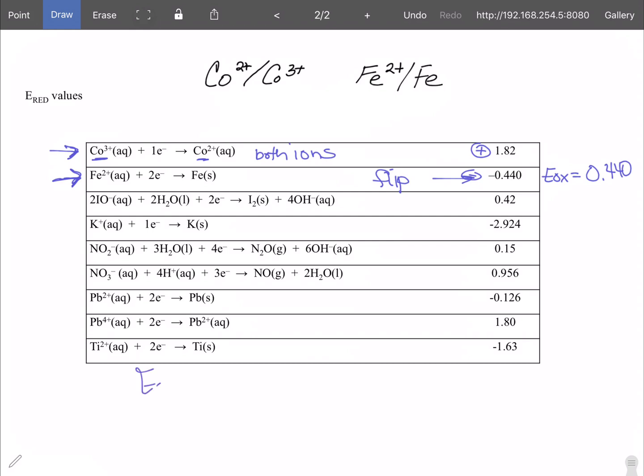So our E cell for this cell, if we do it this way, is E ox plus E red, and these are standards, so E ox would be equal to positive 0.440 volts. E red would be 1.82 volts. So E cell would be 2.26.